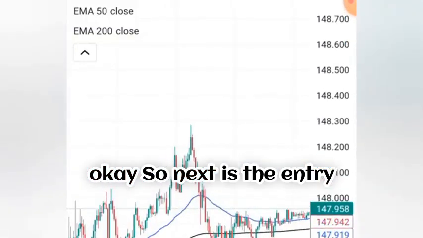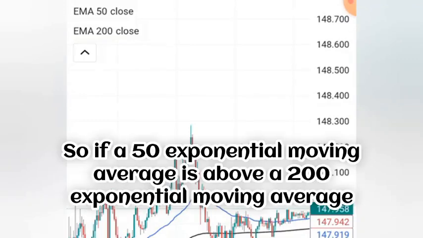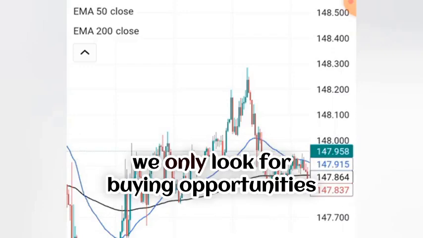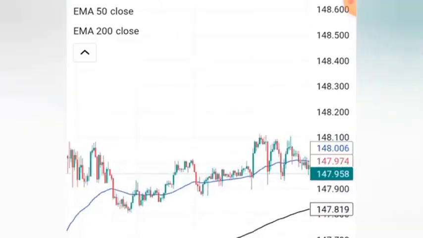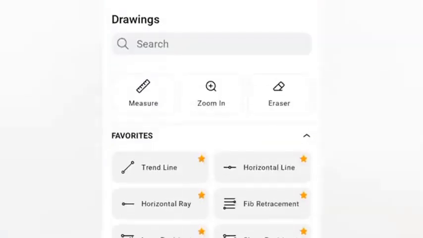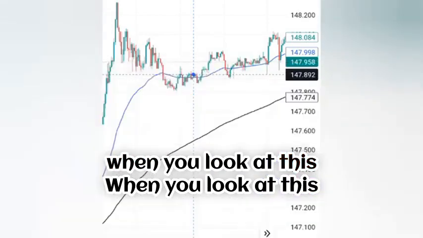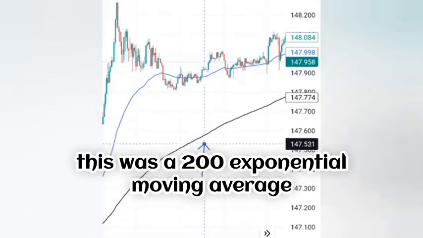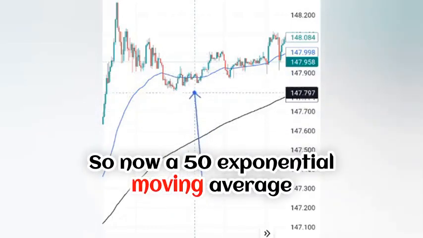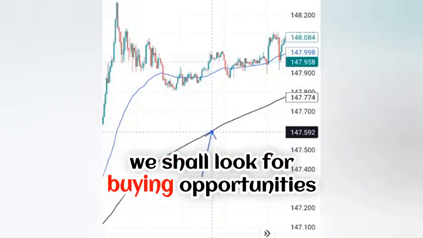Okay, so now next are the entry rules. Here is how we take entries. If the 50 exponential moving average is above the 200 exponential moving average, we only look for buying opportunities. For example, right here, this was the 200 exponential moving average, and this one here was the 50. So the 50 exponential moving average is above the 200 exponential moving average. That means here we shall look for buying opportunities.